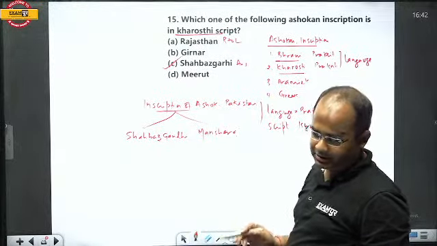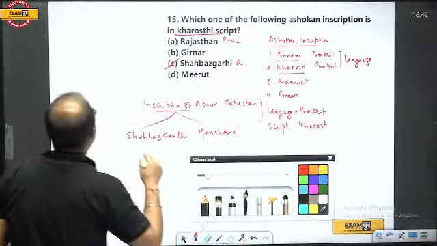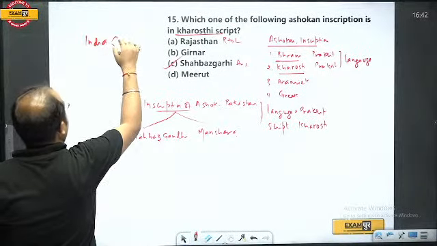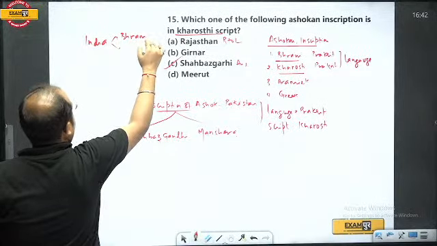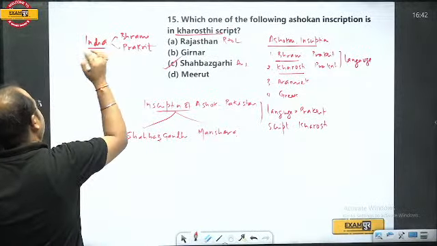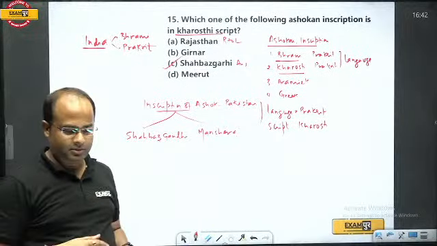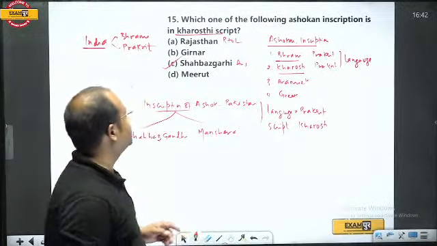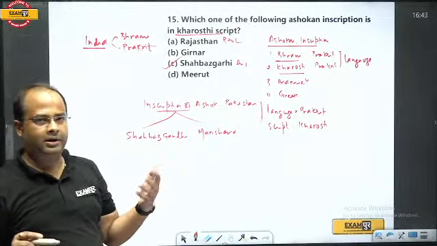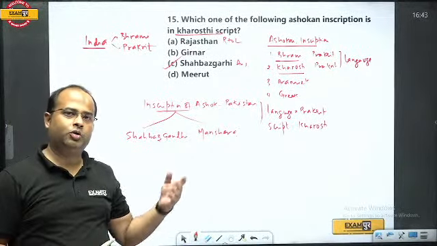Rest of the inscriptions that are found in India, they are in Brahmi Prakrit. So guys, the correct answer will be Shahbaz Garhi, and in Rajasthan you will find an inscription that is called Bhabru inscription, through which we know that Ashoka adopted Buddhism.